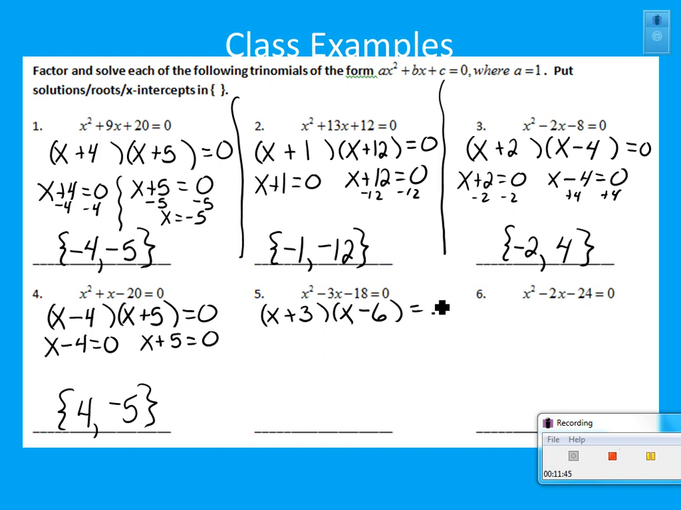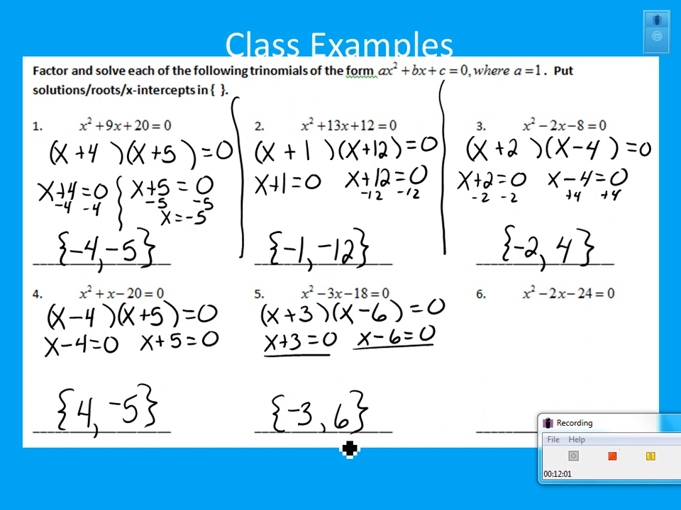Set that equal to 0. Set each of these parentheses equal to 0, which this answer is going to be negative 3, because I'll subtract 3 from both sides. This answer is going to be 6. And then we got it.